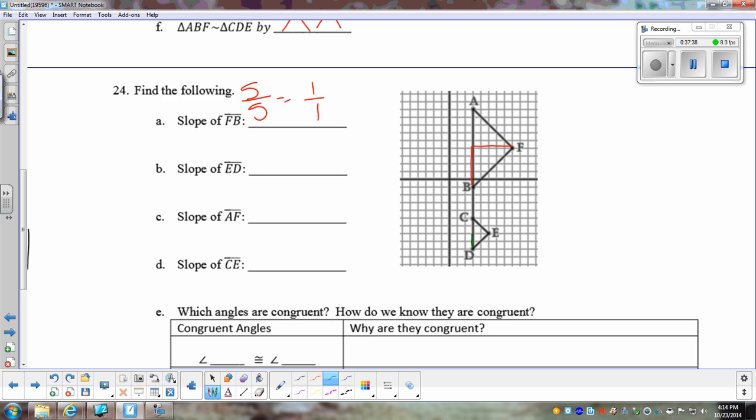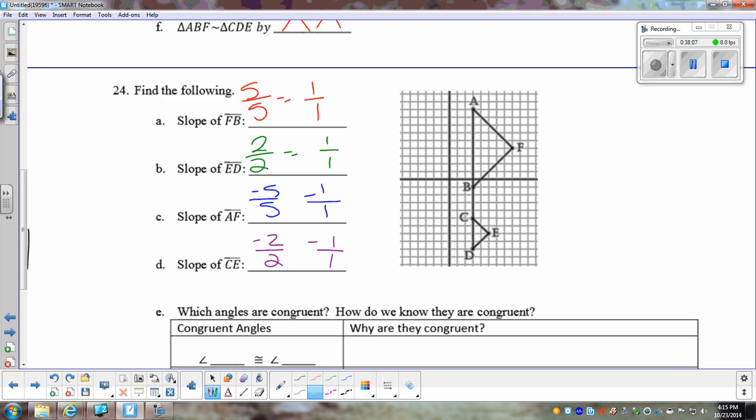ED, I had to go up 2 over 2, which simplifies to 1 over 1. AF, I had to go down 5 and over 5. So that's negative 1 over 1. And then CE, down 2 over 2, negative 2 over 2, which is negative 1 over 1. So again, I have some parallel lines.